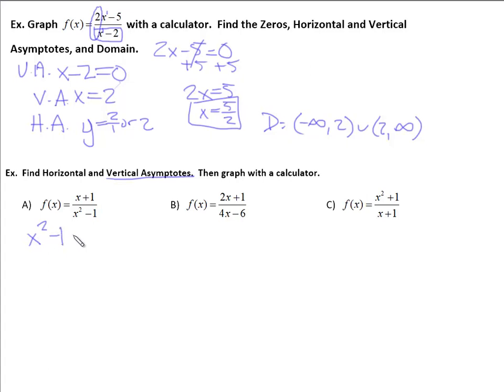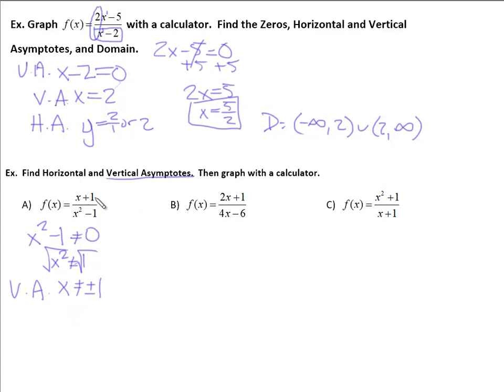So x squared minus 1 cannot equal 0. That's where we're going to have vertical asymptotes. Add 1 over and take the square root. X cannot equal positive or negative 1. So we're actually going to have 2 vertical asymptotes at positive and negative 1.